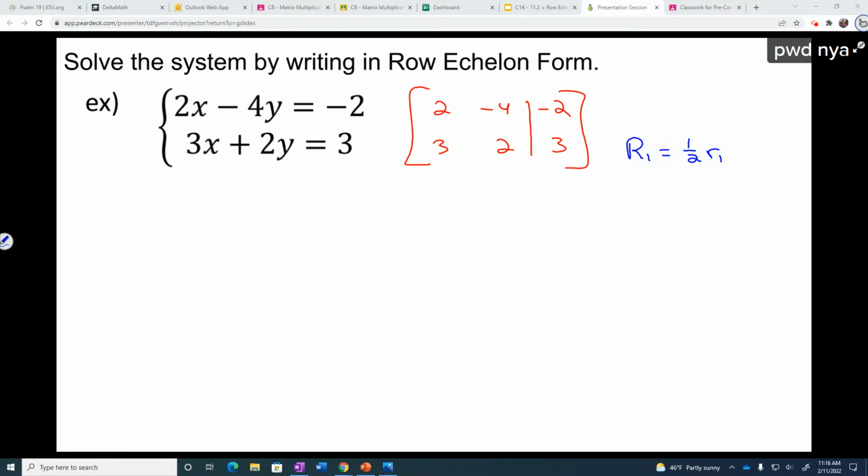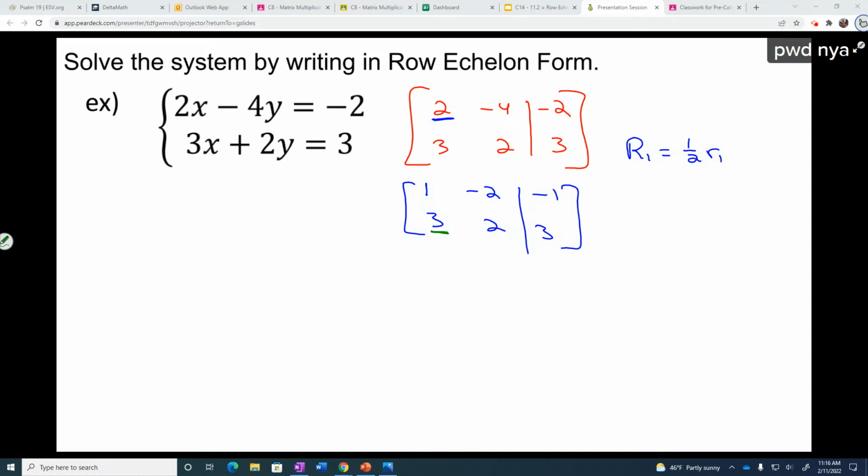So again, we're changing this one, so we're multiplying by the reciprocal. And this is the same thing as dividing by 2. We just divide all of the top row by 2. 1, negative 2, negative 1. Get the bottom row. Next one we need to change is this 3. We need to make that a 0.